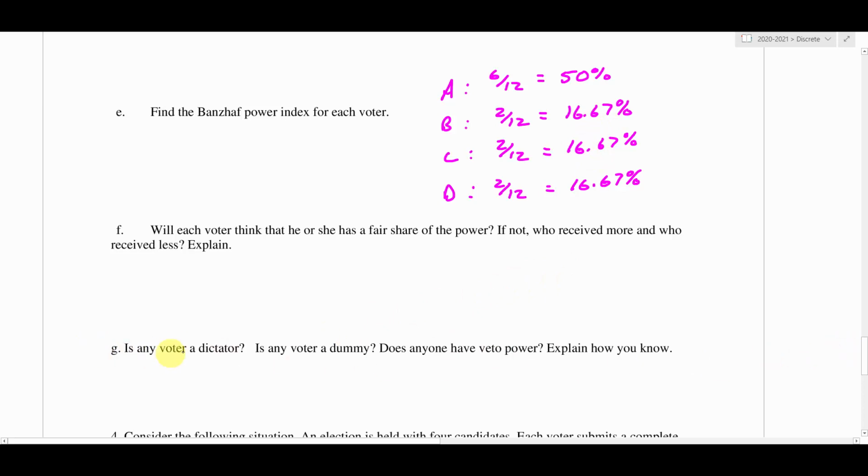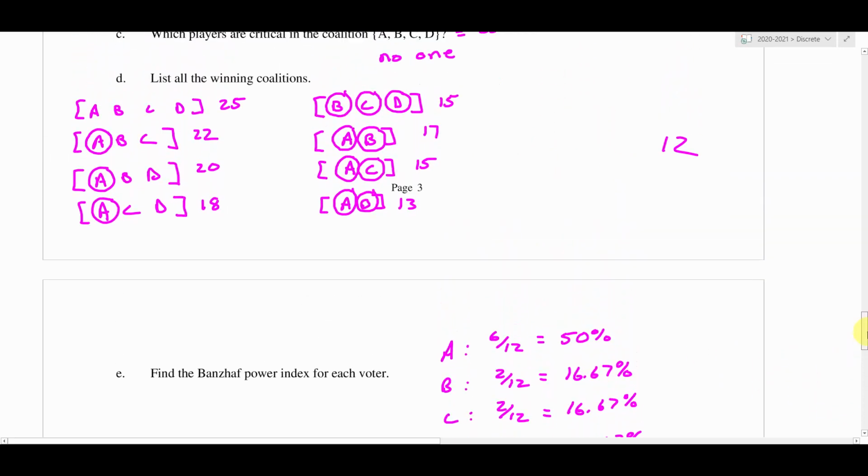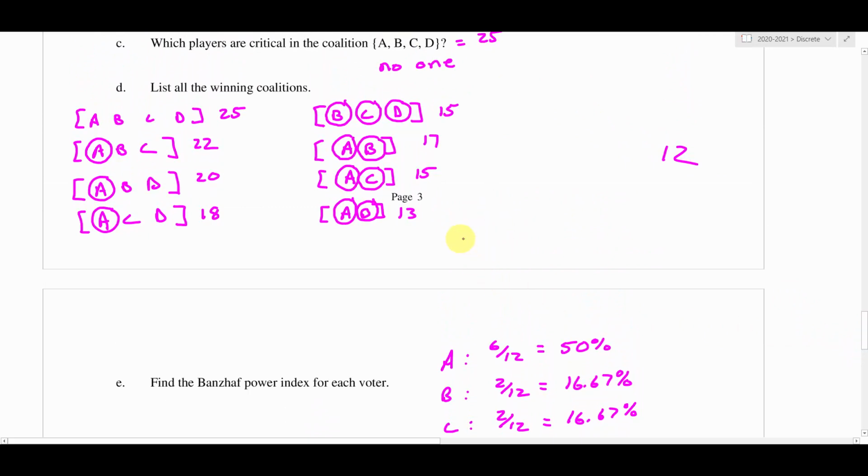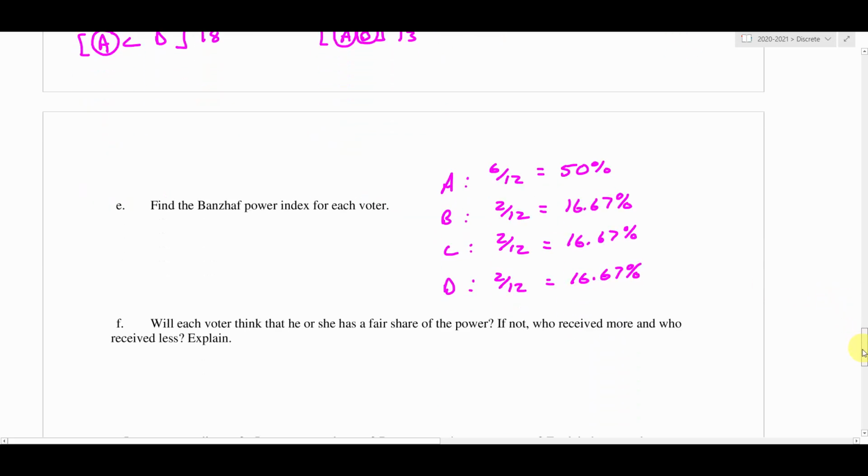Okay, so then the next part: is there any voter that is a dictator? No, there isn't, because no one has 100% of the power. Is there any dummies? Nope. That's because no one has 0% of the power. And then does anyone have veto power? You can't tell by the percentages, but you can go back up to your list of winning coalitions. The definition of someone who has veto power is a player that is essential in every winning coalition. But I have this coalition right here that is a winning coalition, and no one is essential to that one. So that means no one would have veto power.